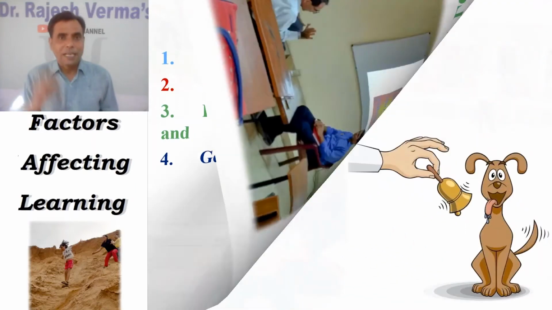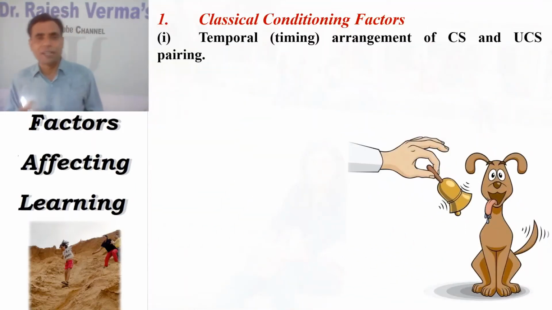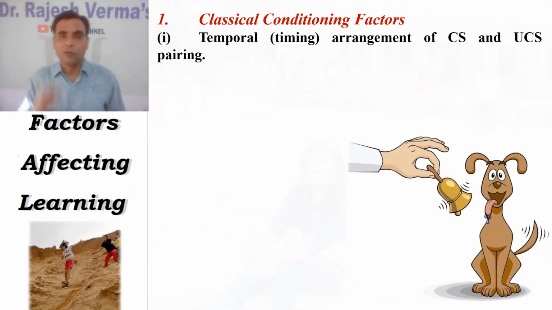Now let us discuss each type of factor in a little bit of detail. The first one, classical conditioning factors. You know, classical conditioning is a very important form of learning given by Ivan Pavlov, the Russian physiologist.